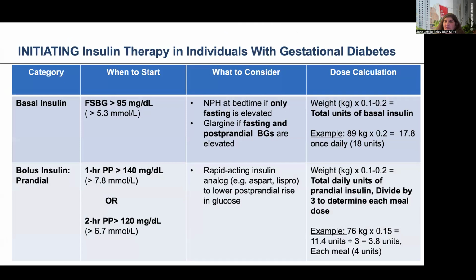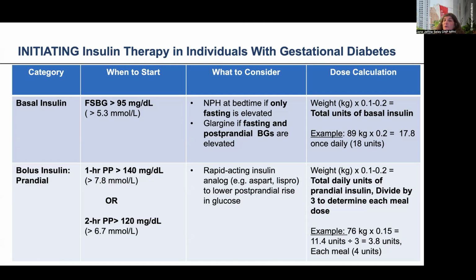So how do we start insulin therapy? This is a simple guideline that I put together for you to give you a good idea about how to start. But remember that clinical judgment always matters. So if fasting glucose is too high, then you want to start the NPH if it's only the fasting that's too high. But if it's the fasting and the postprandials, then you would want to start glargine. How do you do that? You take the weight in kilograms, and I've given you a range based on your clinical judgment of how insulin resistant you think this person is.